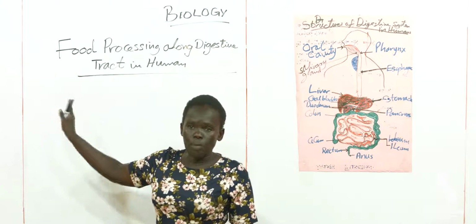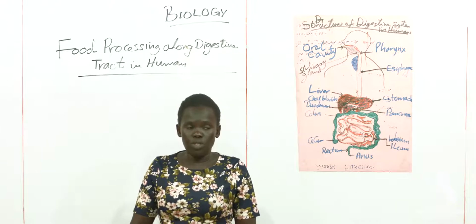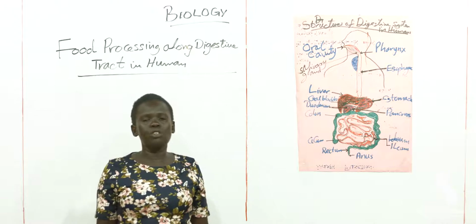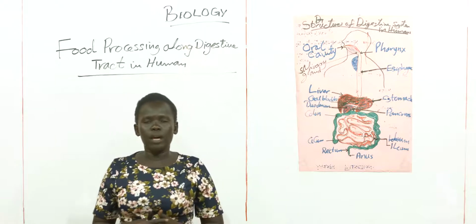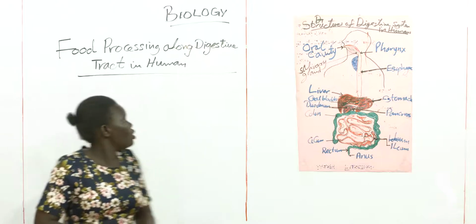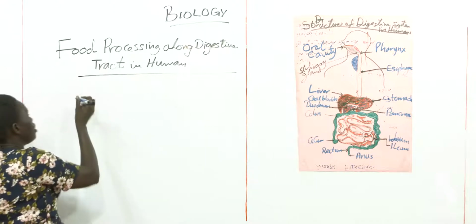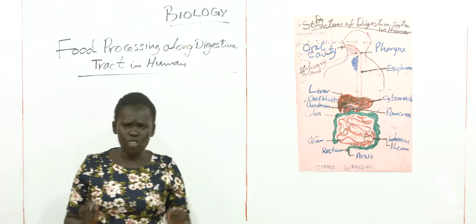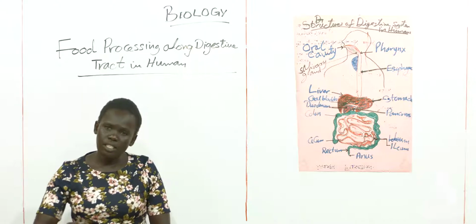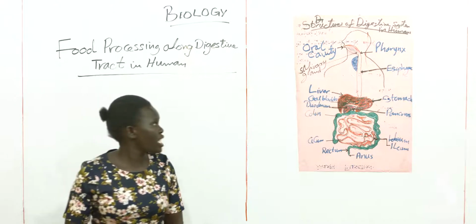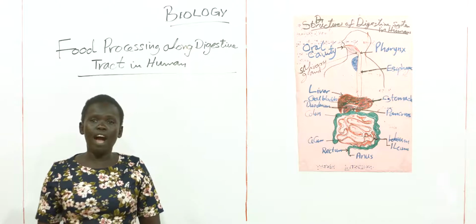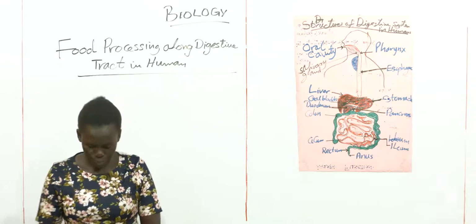That's why, in our topic about food processing, we want to see how we treat this food to be accessible by our cells. So food processing is the treatment which food undergoes as it passes along the digestive tract, in order to be availed for the body tissue.